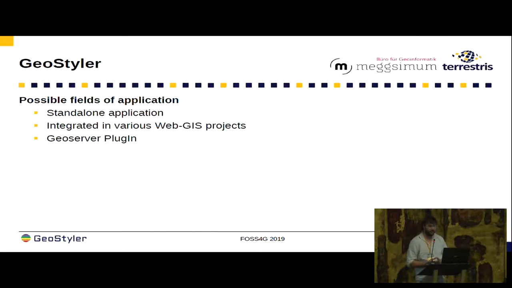Yeah, possible fields of application. It eases your life, and it enables cartographers to style the maps and not developers. So you can use it as a standalone application, that's what you've seen in the short view at the demo. You can integrate it in WebGIS projects, and very recently, I was really fearing at your talk that you would present something like that. We created it as a GeoServer plugin. So you can, I will show you in a minute, use it inside GeoServer for styling in GeoServer. You can use GeoStyler, which is quite cool, I think.